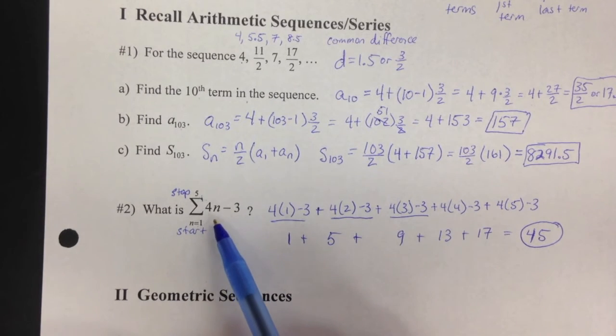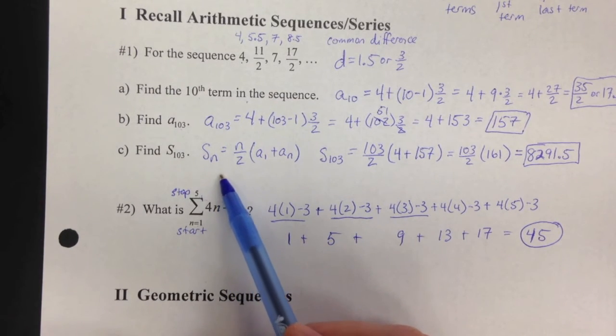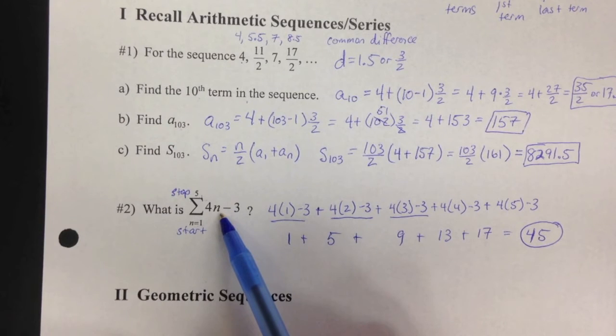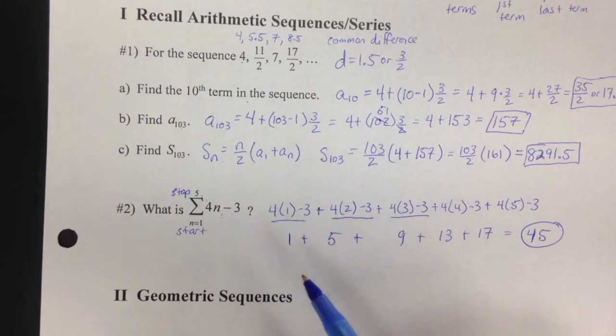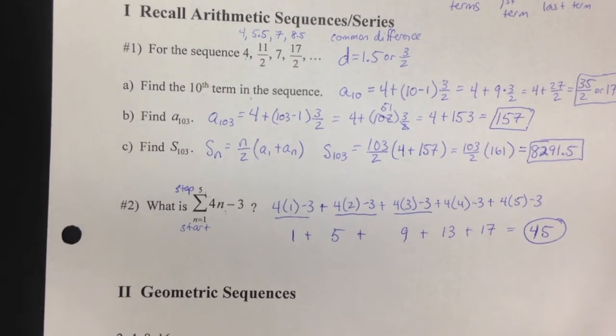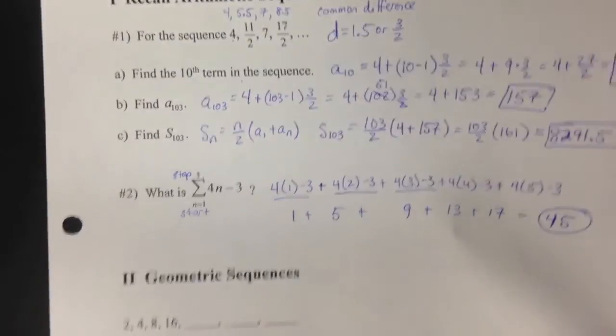So this is the same thing as what we did in part C. We're just looking at it in a different way. Okay, we're adding up all the terms in that series. So that's a review of arithmetic. Okay, so let's talk about geometric, which is a little bit different.